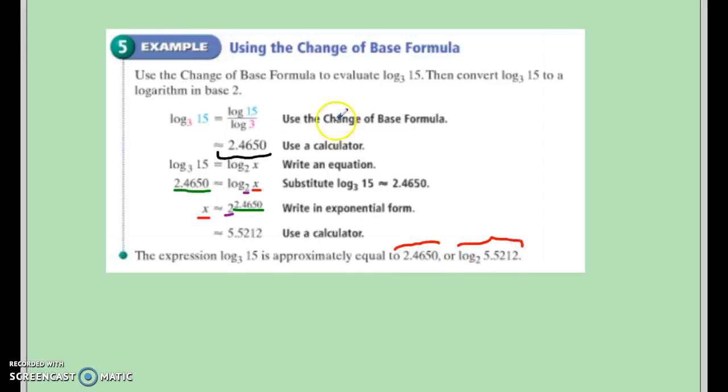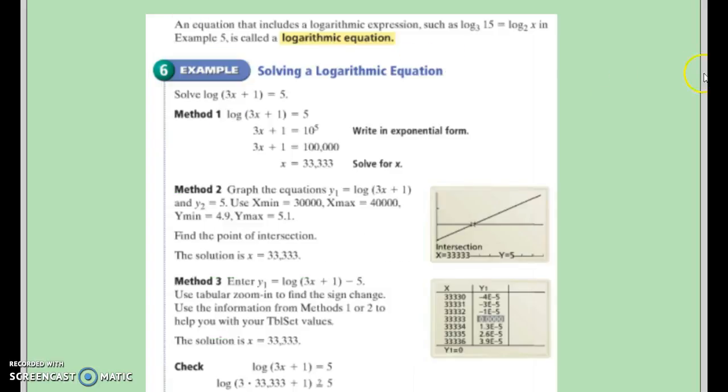So we have to first use the change of base formula. Then we simplify, then we go from logarithmic to exponential form. We change forms here, and then we can still use our calculator to get there. So let's look at another example.